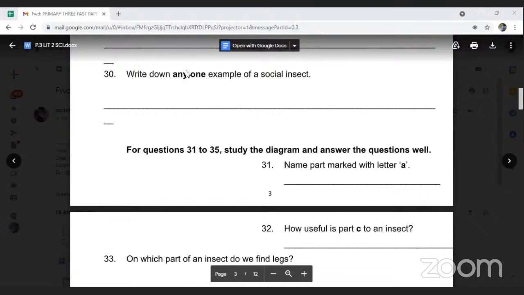Maybe he's not there. Let me have a volunteer to read first that number. Just unmute and then you read. Write down any one example of a social insect. Repeat the question. Write down any one example of a social insect.